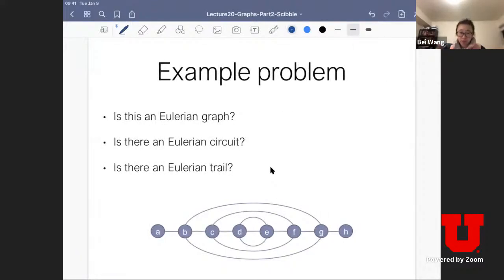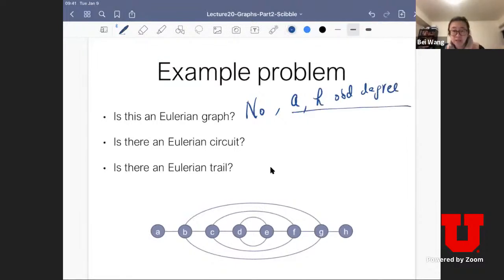So now if I give you this graph, we're asking, is this Eulerian? Is there an Eulerian circuit? And is there an Eulerian trail? So again, please pause the video and try to solve this on your own. Okay. So first of all, is this Eulerian? If I want to check if a graph is Eulerian, I need to check the degree of all vertices. So the answer is no, because in this case, nodes A and H have odd degree, and all vertices have to have even degree to be called an Eulerian graph.